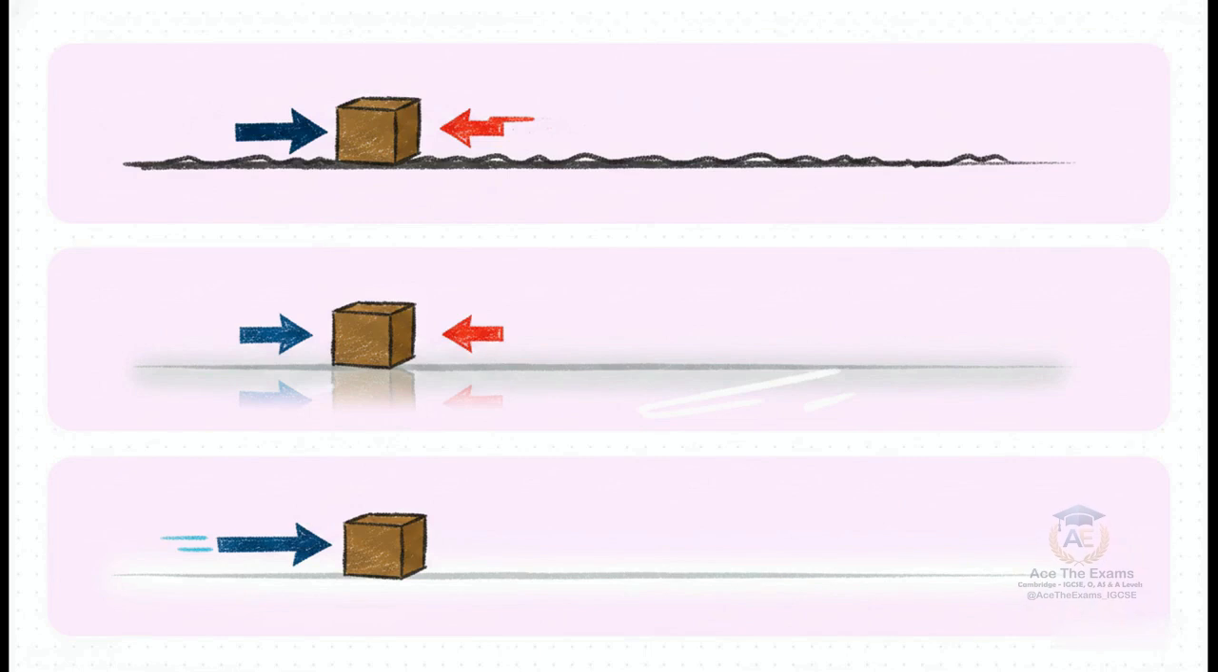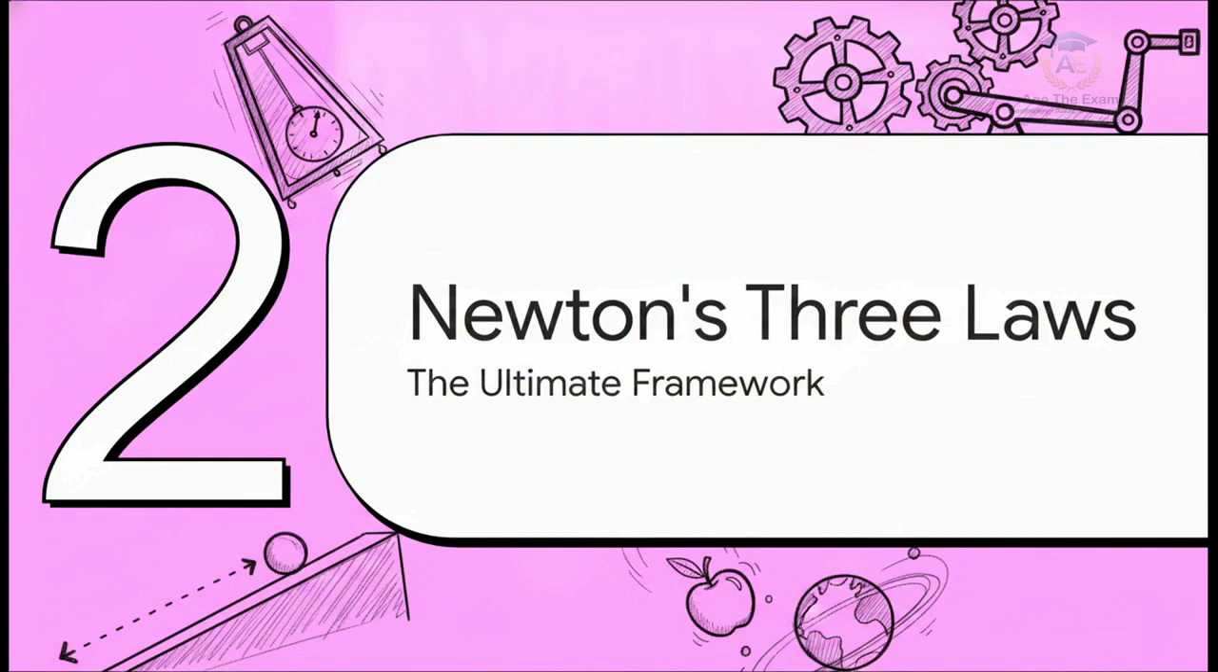He realized that if you could somehow reduce friction to absolute zero, a moving object would just keep moving. It would travel at a constant speed forever because there'd be literally no force slowing it down. So constant speed, he argued, was just as natural a state as being at rest, a total game changer. And that brilliant realization brings us to section 2, Newton's 3 laws.